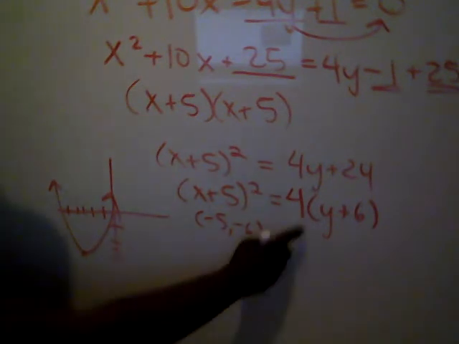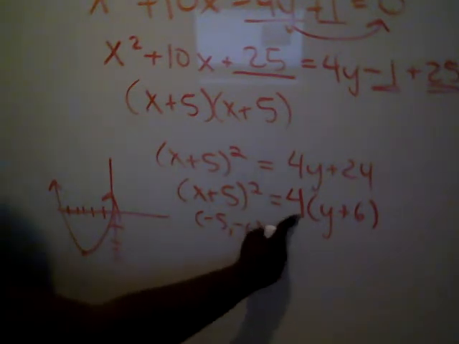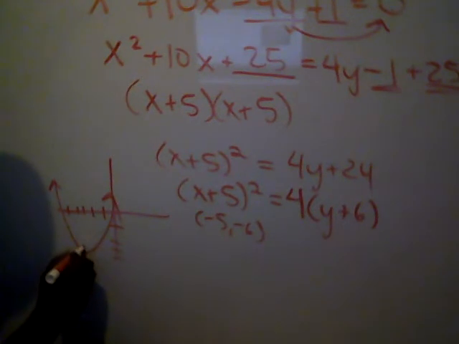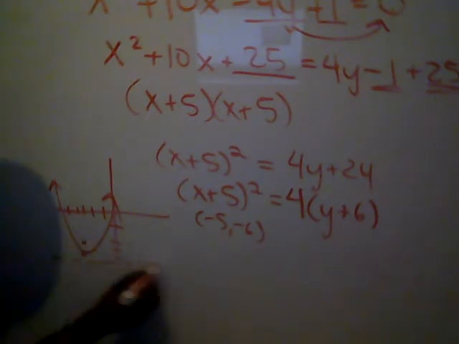The p value, if we look here, there's always a 4 built into the equation. We still have the 4, so that tells us the p was 1. So we're just going to go 1 unit in and 1 unit out.